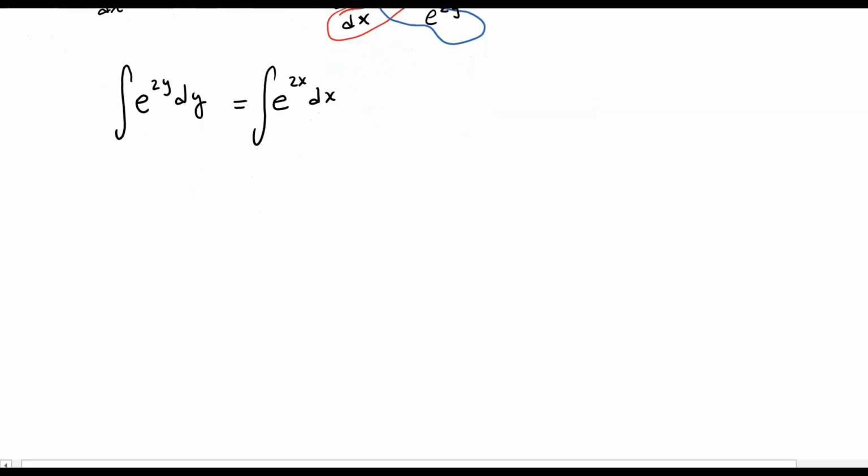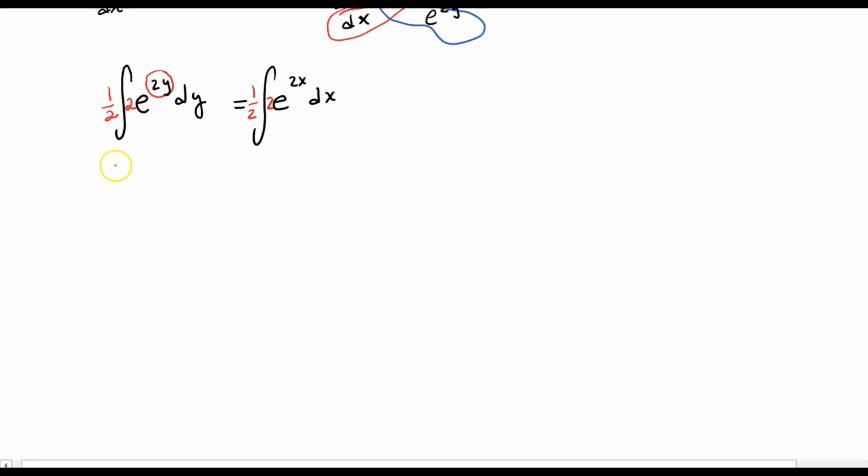When I integrate e to the 2y, I'm going to do some u substitution. I'm going to pick my u to be 2y, and so my du is going to be 2 dy. So I need a 2 here, and by consequence, I need a 1/2 on the outside. Similarly, the same thing is going to happen for the x, because they're actually identical, the difference being x and y. Now when I integrate this, it's actually really simple.